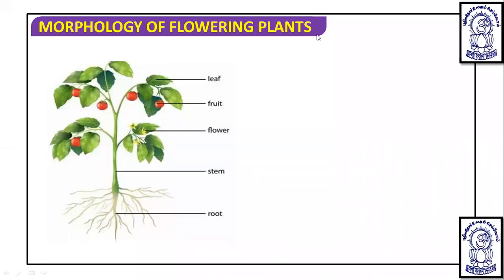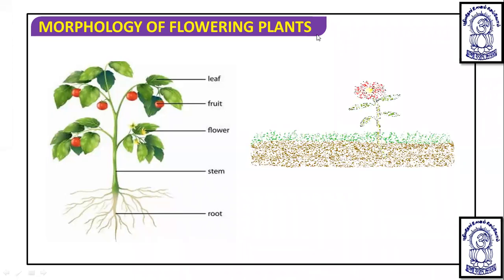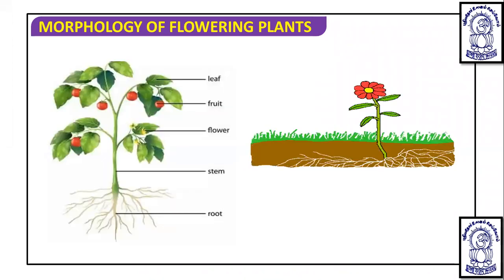So when we see the structure of any angiospermic plant, you will see many structures. This is a flowering plant. And in this flowering plant, when you observe, you will see that they have a leaf, fruits, flowers, stem, and root. And in this, the fruit also has seeds.